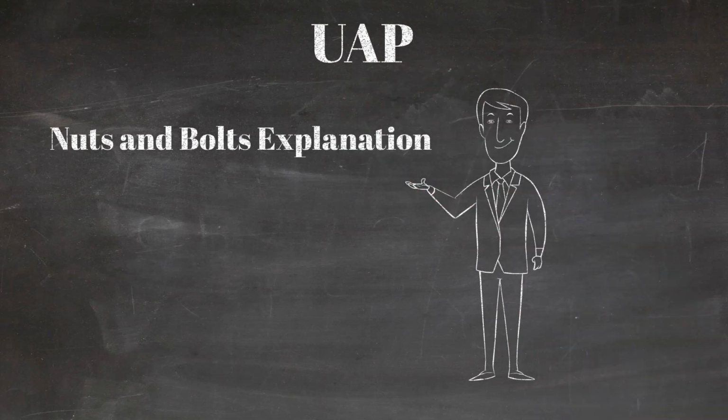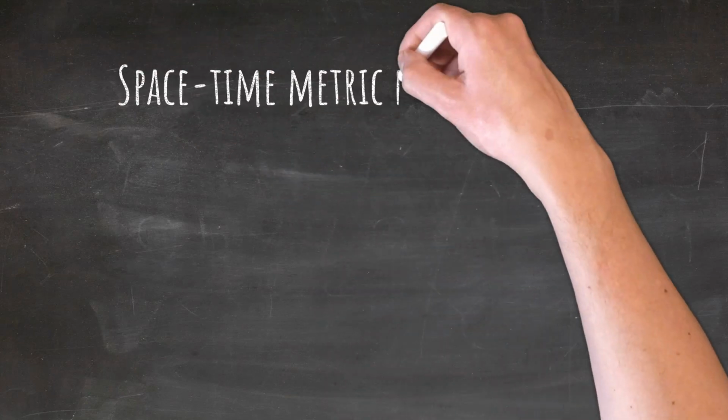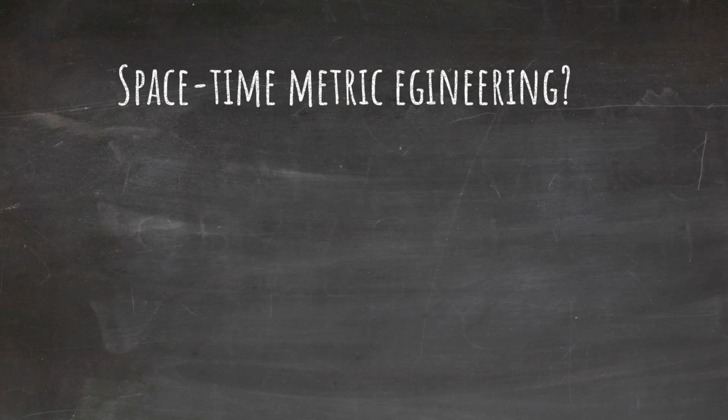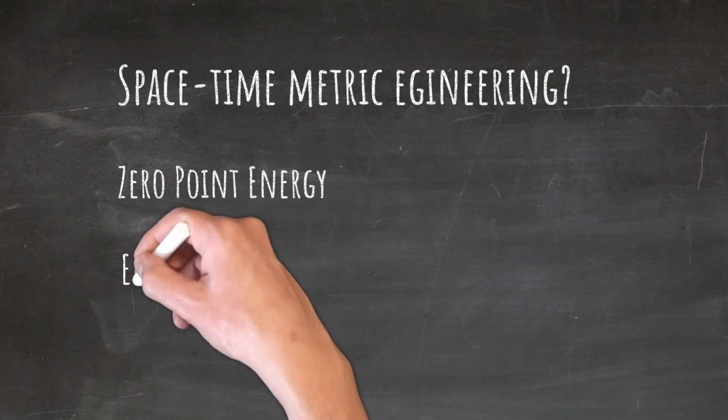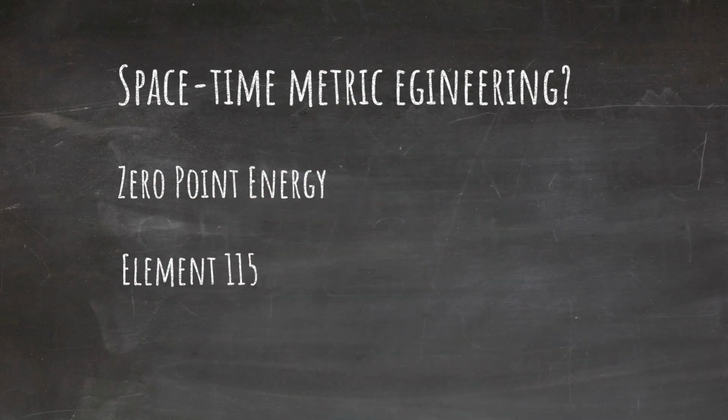The nuts and bolts camp seems largely focused on space-time metric engineering, with little understanding as to how that could possibly work. Physics implies it's possible, but we just don't understand how from an engineering perspective. Some people employ zero-point energy theories. Others refer to Bob Lazar's element 115. I have three possible nuts and bolts explanations that don't revolve around Bob Lazar or zero-point energy.